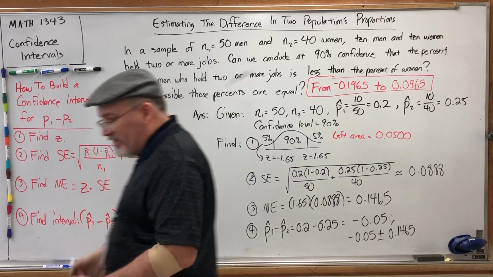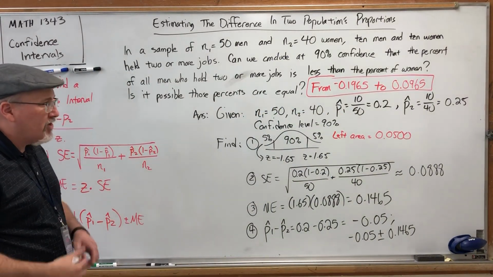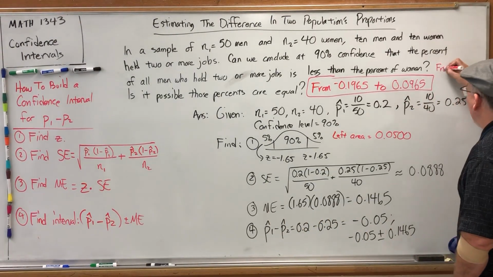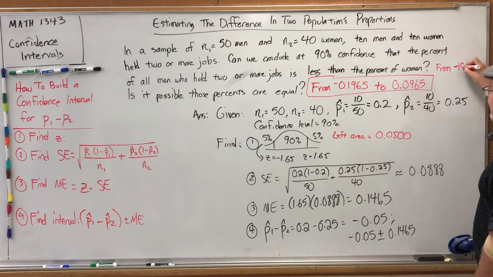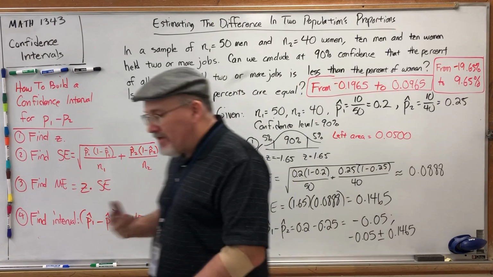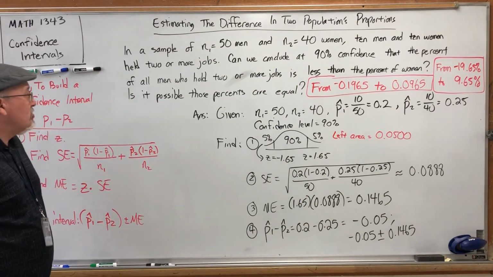But since we were talking percents and we were asked to do some follow-up questions, we should probably think of this in terms of percents. So from negative 19.65% to 9.65%. And again, if you're wondering, well, why is it negative? Because we're estimating the answer to a subtraction problem, and that means something. In fact, let's see what it means.